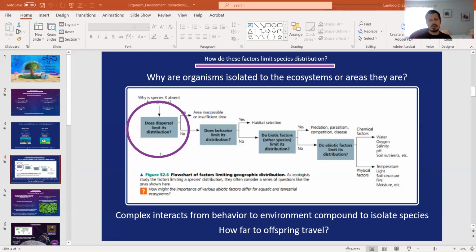So in that case, think of a species, say, hypothetically, like a grasshopper. What factors can you think of that might stop that grasshopper's offspring from spreading out everywhere, right?